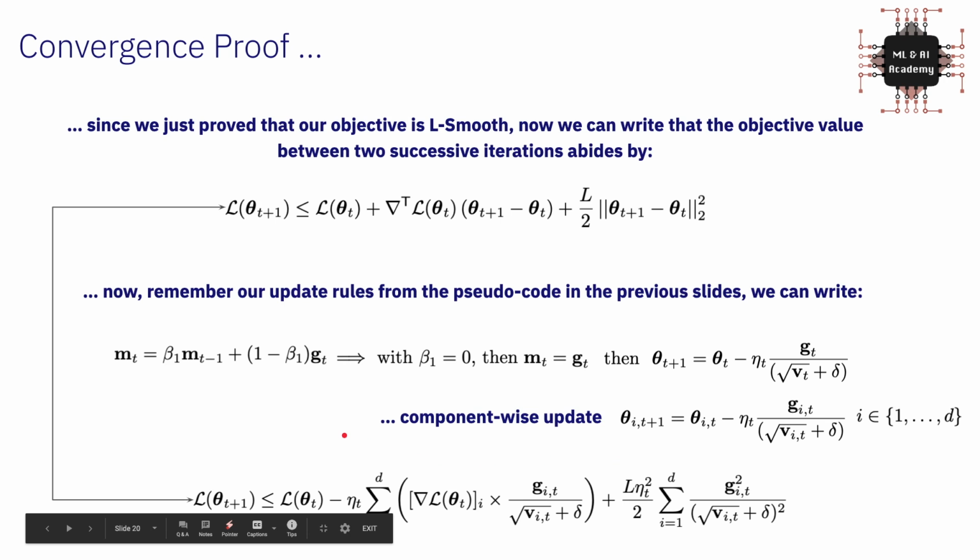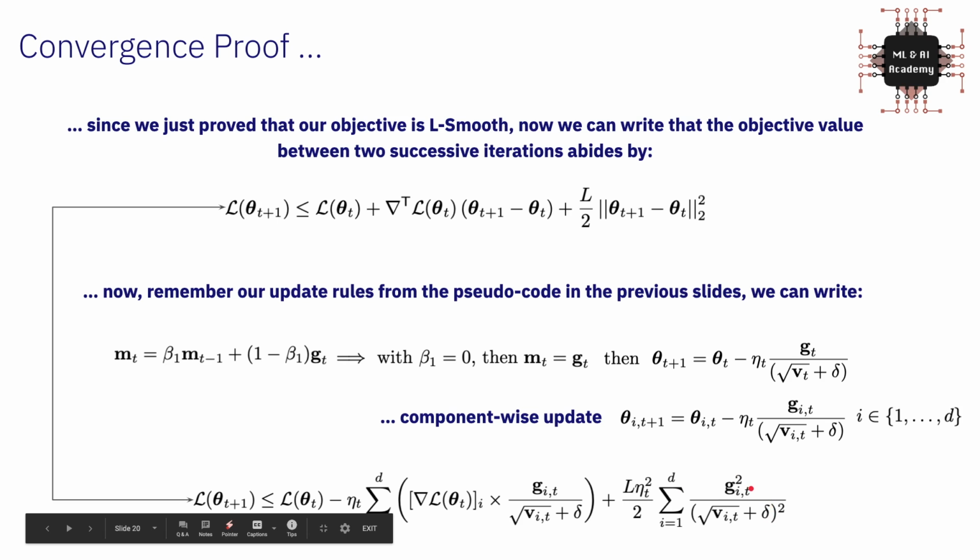this way, where we have the loss function at theta_{t+1} is less than the loss function at theta_t minus the summation from 1 to d of the ith component of the gradient of the objective times g_{i,t} divided by square root of v_{i,t} plus delta, which is nothing but this equation here. So all we've done really is take this and substitute here and do this inner product, plus L eta_t squared over 2, times the summation of g_{i,t} squared over this squared.